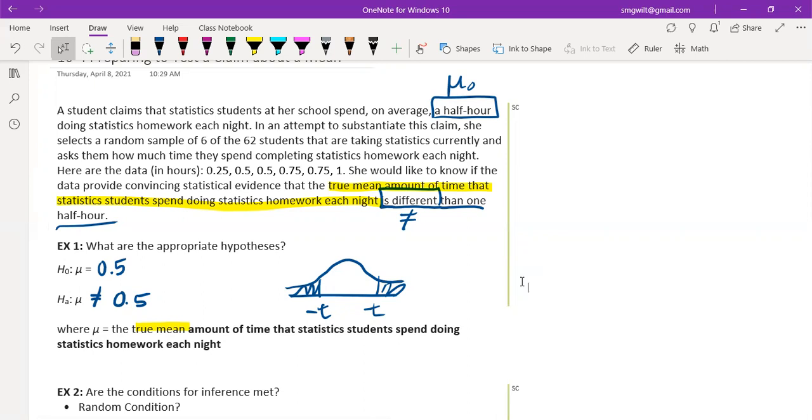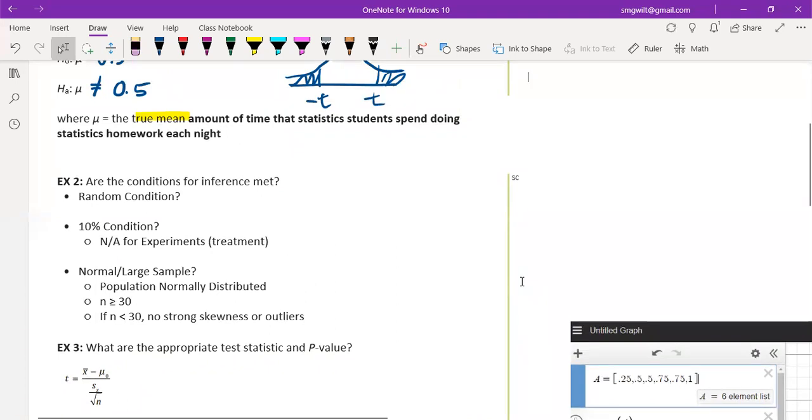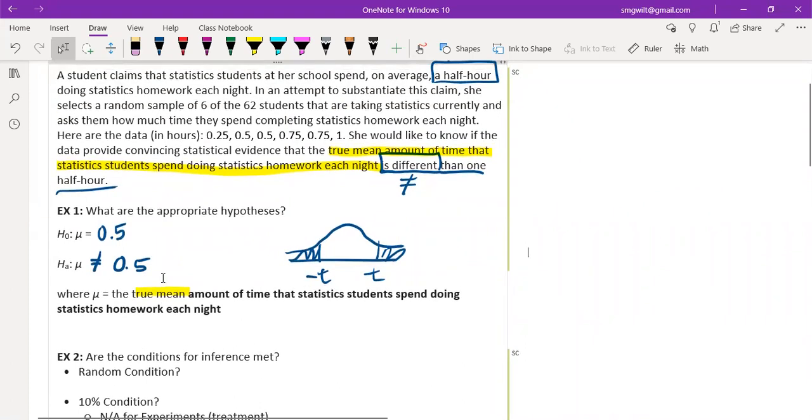Either way, we want to check the conditions for inference. So a reminder that the 3 conditions for this is that it's done randomly, samples are collected randomly, that less than 10% of the population is polled, and that it's either a normally distributed population, a large sample, or if my sample is not large, there's no strong skewness or outliers in the data. So random, we're looking for the fact that she collected a random sample, which it says here. She selects a random sample of 6 of the 62 students.